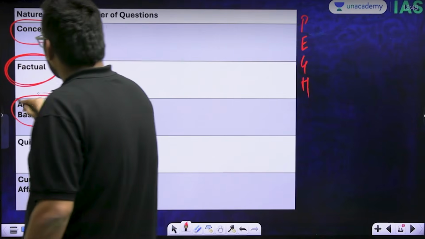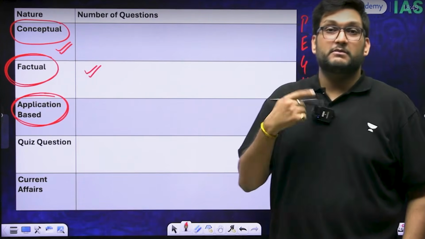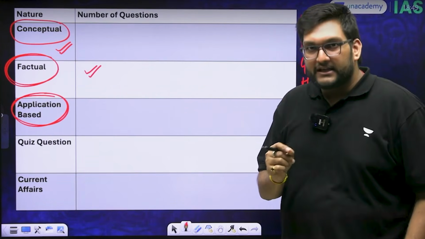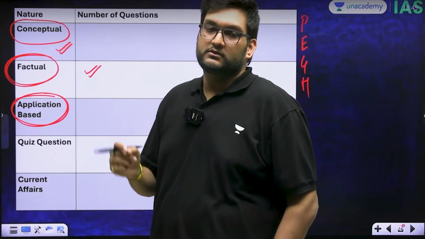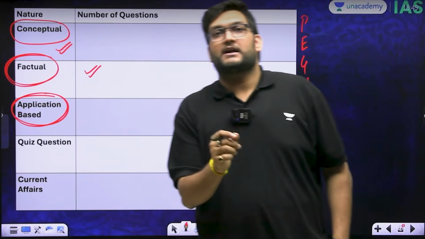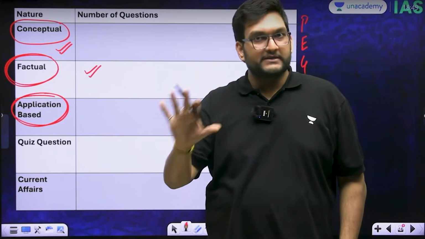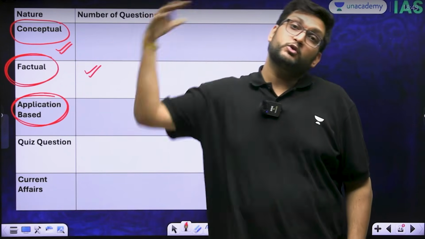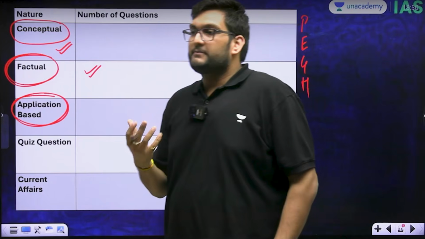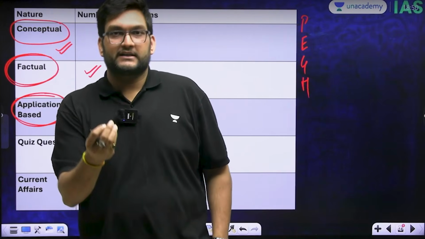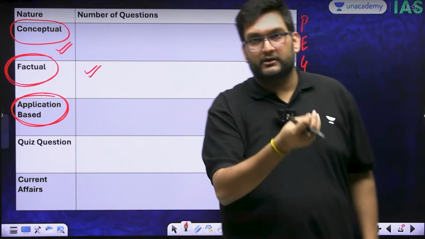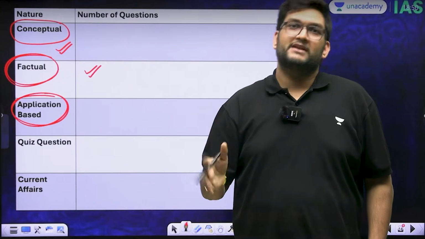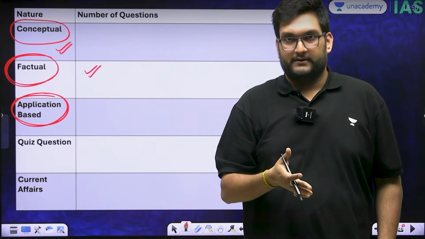Then comes a very important concept which has emerged recently, which is called the application-based question. I'll show you those questions also. Application-based questions are where the concept is given in static, but it is applied in the paper, or they're asking you to apply it. For example, there is a question on fiscal deficit. You have known the microeconomics of it, you know the formulas, but they're giving you an example of that.